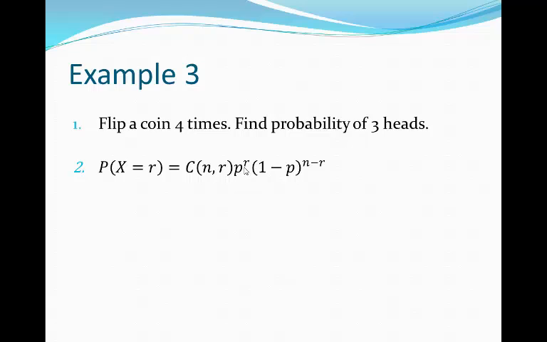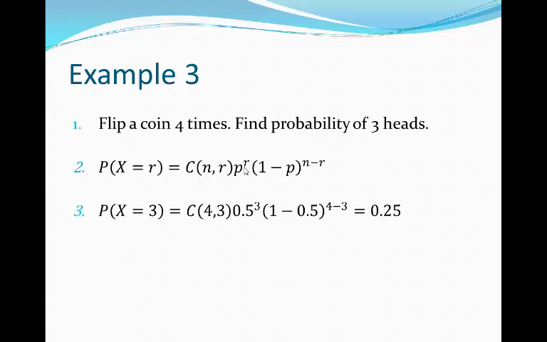Alright, to work out this problem, the first thing you want to do is recall the formula. Next, you want to identify what N, P, and R would be for this particular application. N is 4 because there are 4 trials. 3 is the number of successes that we're looking for. That's the number of heads. 0.5 is the probability of a success or a head. And 1 minus 0.5 is the probability of a failure, which in this case we'd be thinking of as tails. We run these through the formula and we find out that 0.25 is the probability of 3 heads.